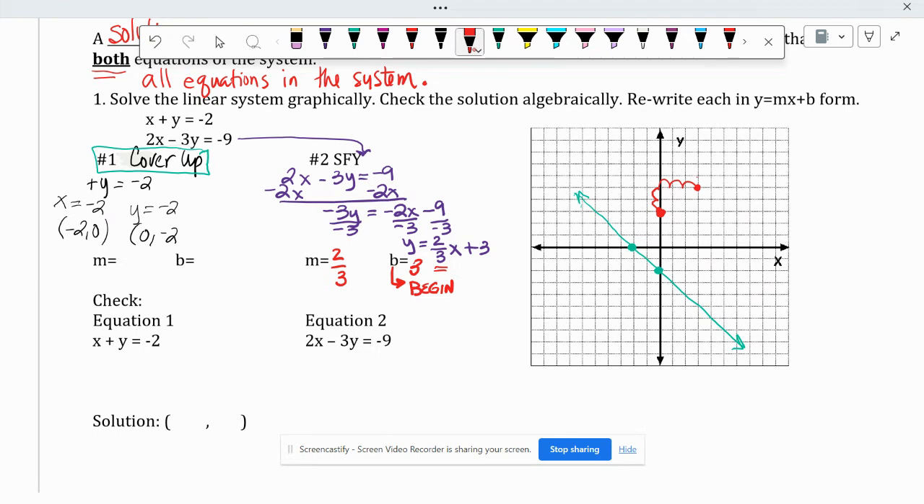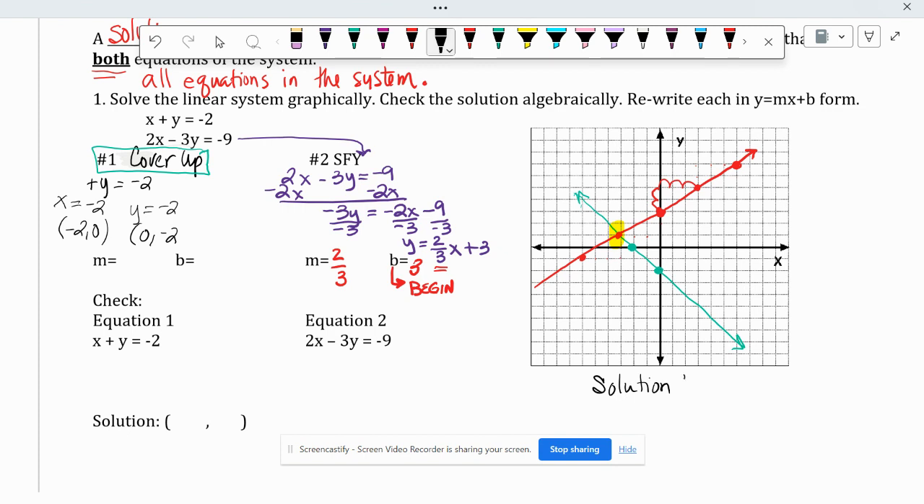I'm going to do that again, up 1, 2, over 1, 2, 3. And remember, if I cannot go up 2, I can always go down 2 and to the left 3, down 2 and to the left 3. And hopefully you notice something interesting. Hopefully you notice that our two lines intersect, and that point of intersection is that highlighted point right there. That is the solution.